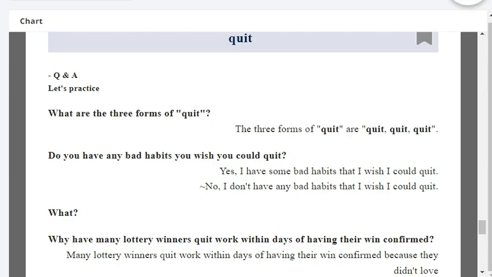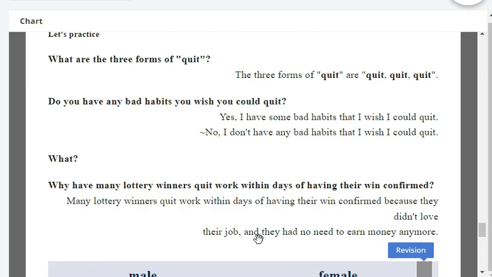Why have many lottery winners quit work within days of having their win confirmed? Many lottery winners quit work within days of having their win confirmed because they didn't love their job, and they had no need to earn money anymore. Very good.